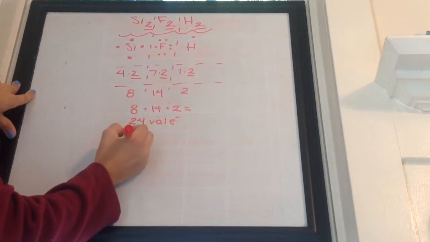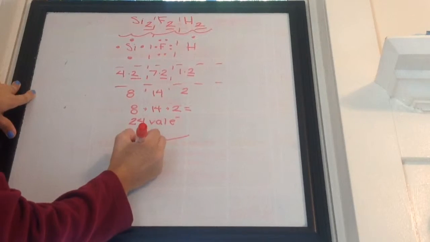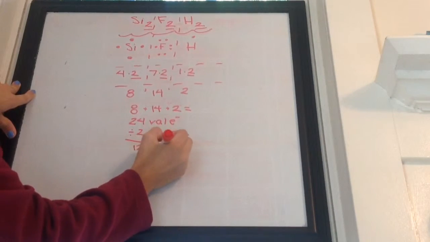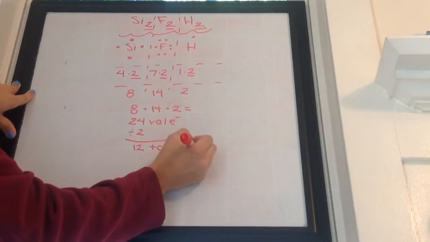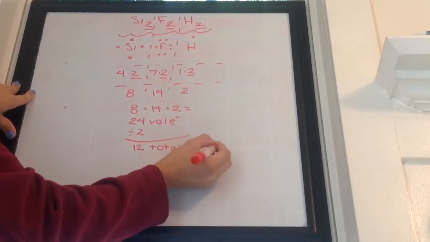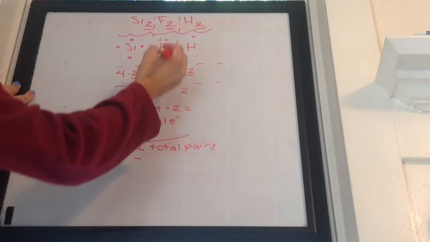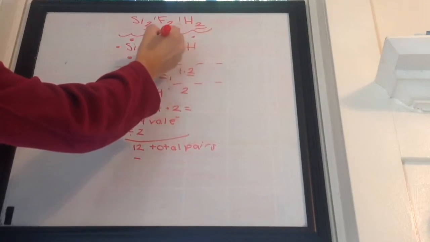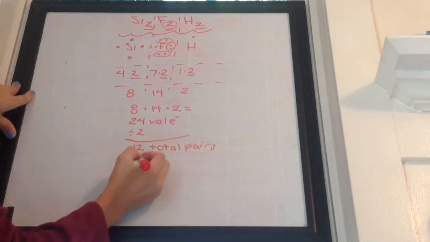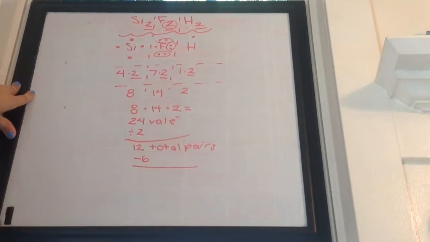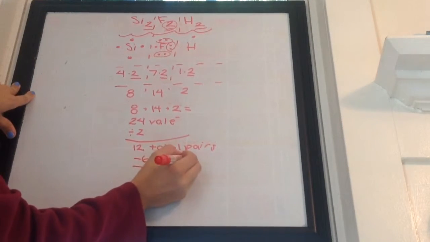Divide this number by 2 to get the number of total pairs, which equals 12. Add together all of the unshared pairs, which are the 2 valence electrons on the same side of the element, and multiply it by the quantity of the element. There are 6 unshared pairs. 12 minus 6 is 6, which is the number of bonds in the Lewis dot structure.